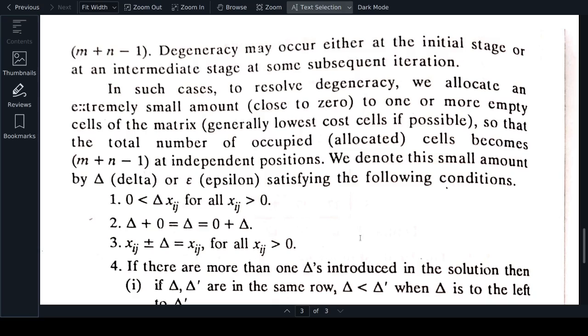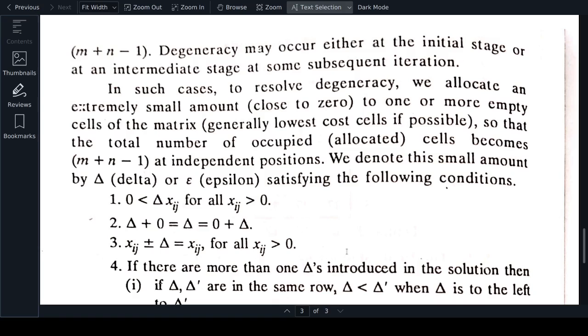Because suppose after using Vogel's approximation method or any one of the 3 methods, we find the problem is degenerate, meaning the number of allocations is less than m plus n minus 1. Then what do we do? We give a small amount, an extremely small amount nearer to 0. So we consider, say, delta. Delta is a positive number which is very small, but greater than 0, right?